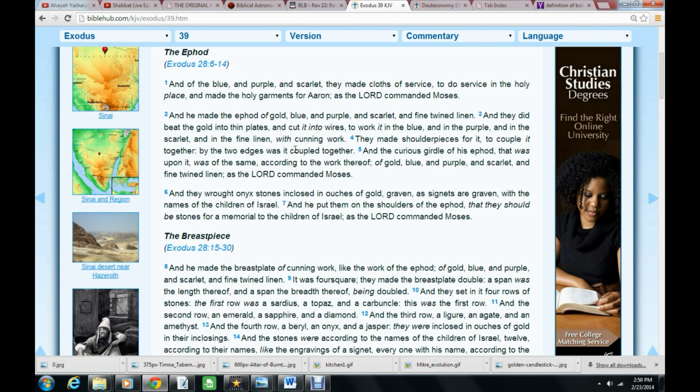And they did beat the gold into thin plates. So they smashed the gold down into thin plates to put on the chest, and cut it into wires. So they were able to even turn the gold into wires, to work it in the blue, and in the purple, and in the scarlet, and in the fine linen with cunning work. So now it was conductive, this whole breastplate, this ephod. They made shoulder pieces for it, to couple it together.